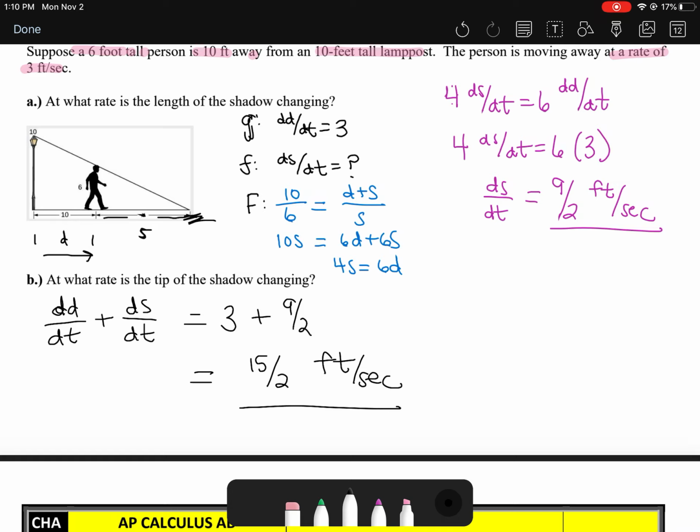Okay, so that's it for related rates. If you have any questions, I know that worksheet can be a little bit long. You have till Sunday though. Make sure to ask me some questions.